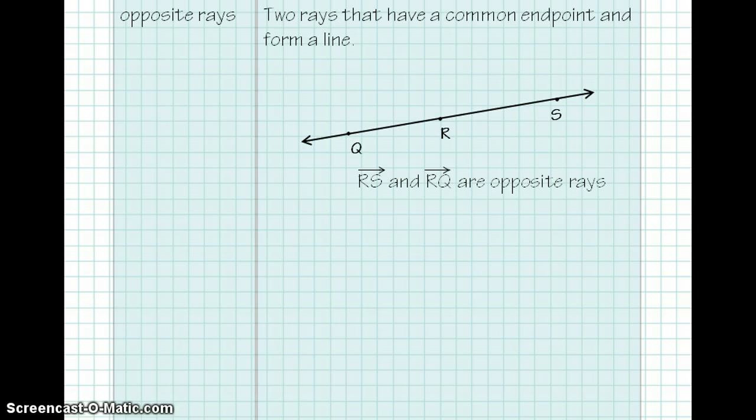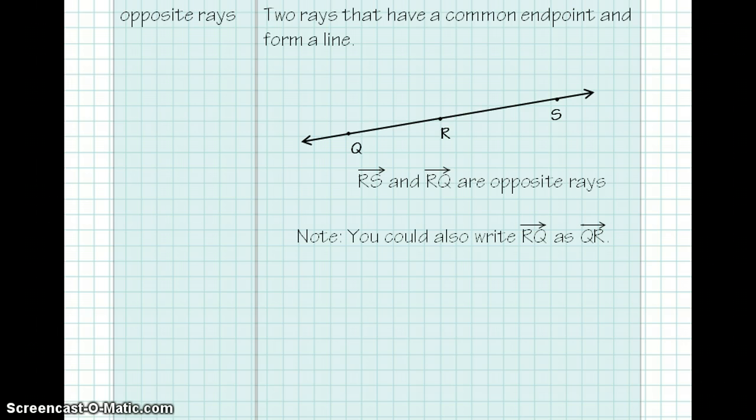Now opposite rays, there's kind of a weird little construction here. If you take two rays that have a common endpoint and you stretch them, one going off in one direction, one going off in exactly the opposite direction, it forms a line. And so anytime you see a line that has three points on it, you can also think of that as a pair of opposite rays. The only thing you have to be careful about is, again, remember that when you're doing your notation, the end of your little arrow has to be over the endpoint of the ray. So in this case, we would call this ray RS and ray RQ.